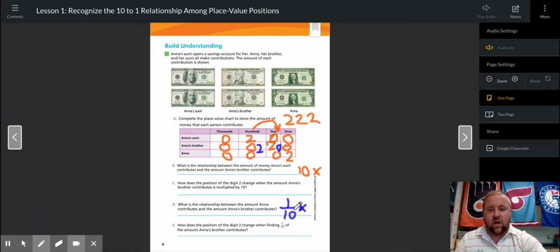All right, so when we're talking about, if we were comparing Anna's amount to Anna's aunt, that's 2 place value columns.